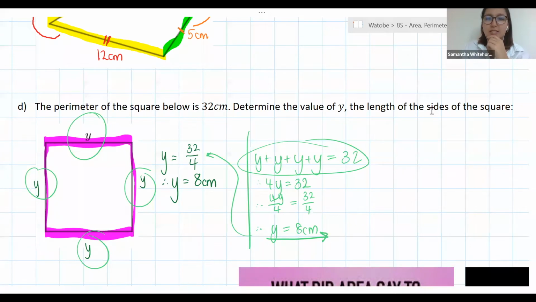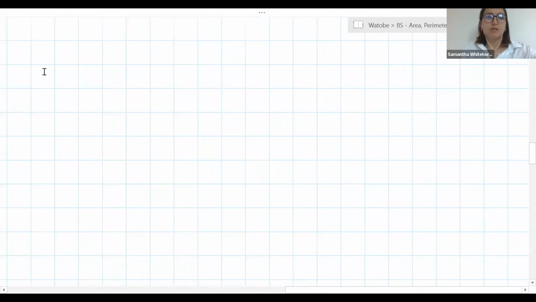Right, so you guys got that nice and easy. So I'm going to give you a slightly harder one. I'm just going to scroll on over here. I'm going to type it just because my writing is not great. Okay, right, so this is question E.